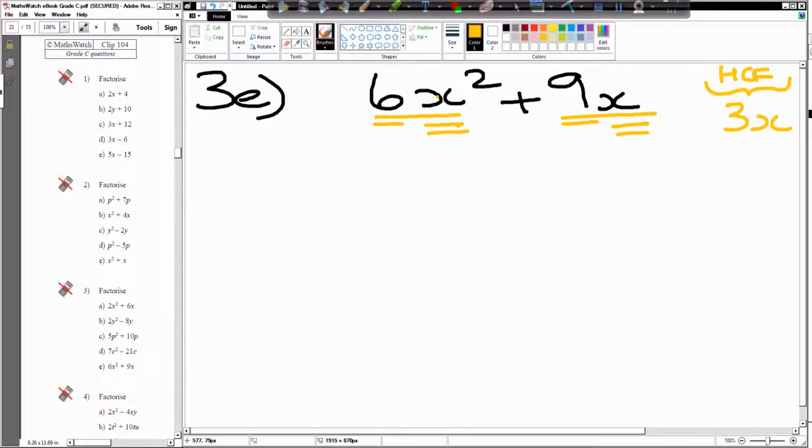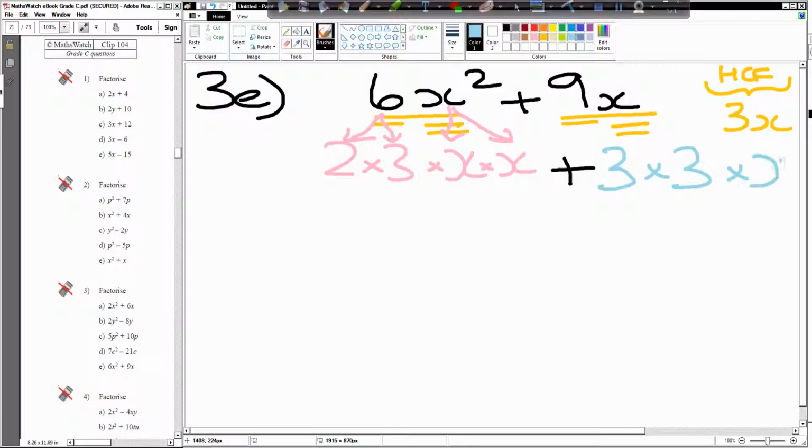So now we need to split these up, each element into these, get the factors out. So 6x squared becomes 2 times by 3 times by x times by x. That's how we split up 6x squared. So here's your 6 and here's your x squared. Okay. Plus. Now your 9x, all that split up into 3 times by 3 times by x.